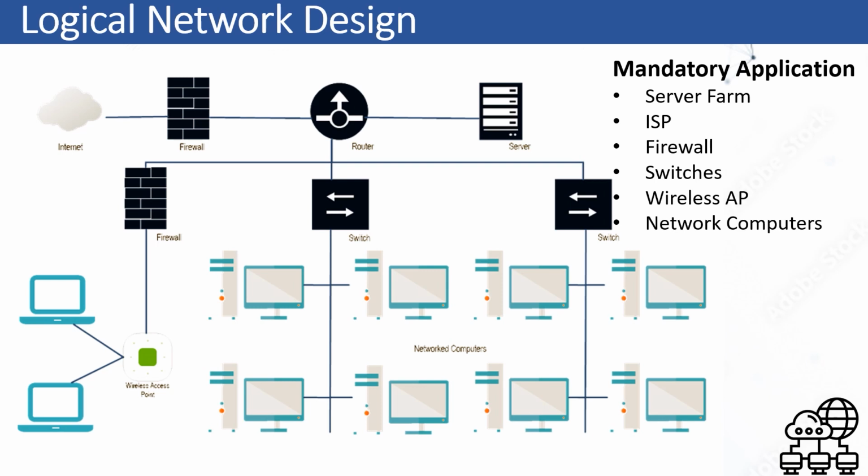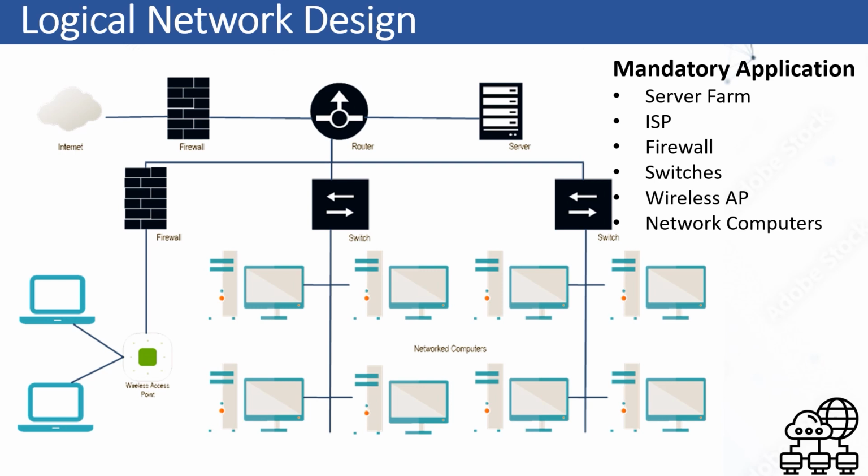And now let's dive into the logical types of network that may require mandatory applications and hardware in network design. First, we have the server farm. A server farm, also known as a data center or server cluster, is a collection of computers and networking hardware that is used to provide centralized data storage and processing power for an organization.